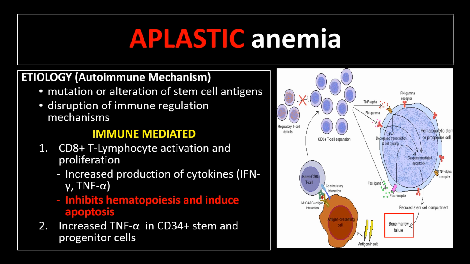So for the immune-mediated, these are the mechanisms. The CD8 positive T lymphocyte will be activated and will proliferate and will be synthesizing cytokines such as interferon gamma and tumor necrosis factor alpha, in which the effect of these cytokines is to inhibit hematopoiesis and induce apoptosis, so increase cell death. There would also be an increase in TNF-alpha in CD34 positive stem cells and progenitor cells. So the endpoint would be a reduced stem cell compartment and/or progenitors, eventually leading to bone marrow failure.